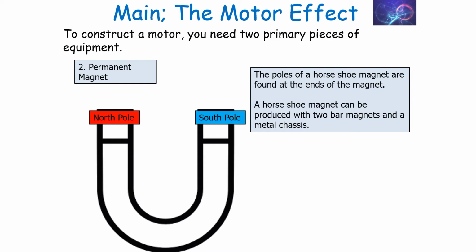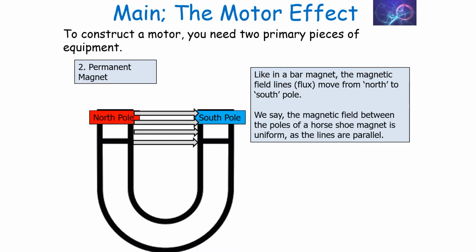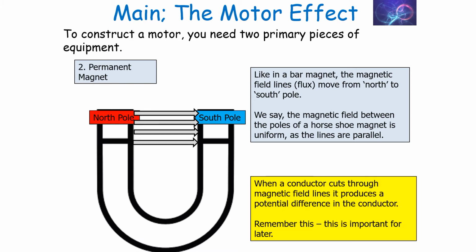Now in this example, a horseshoe magnet can be produced, which is a type of permanent magnet with two bar magnets and a metal chassis. Like a bar magnet, the magnetic field lines in this permanent magnet flow from north pole to south pole. Now we say that in this horseshoe magnet the magnetic field is uniform because the lines are parallel. Interestingly, when a conductor cuts through magnetic field lines, it produces a potential difference in the conductor.